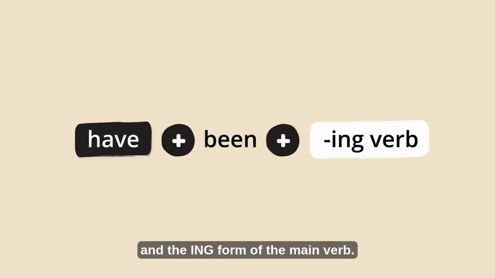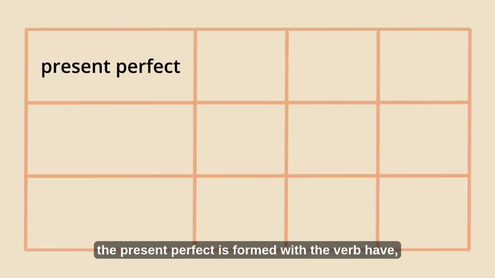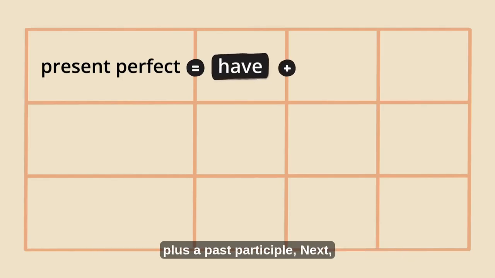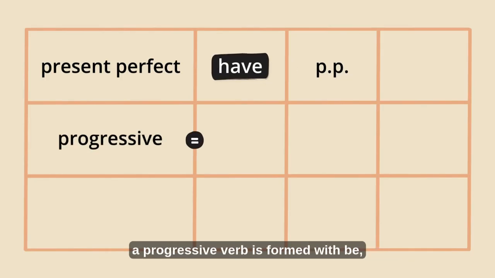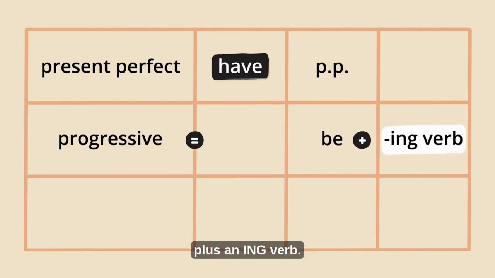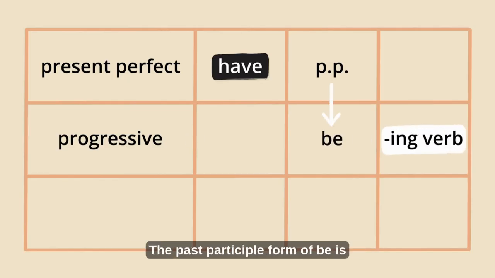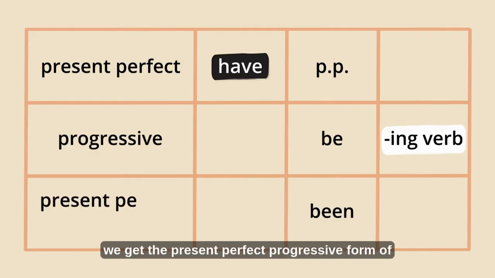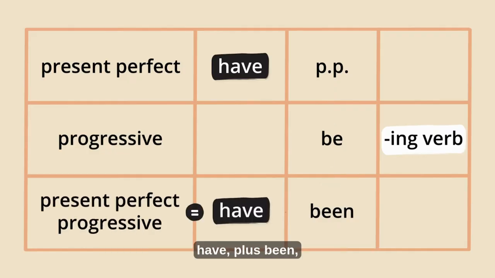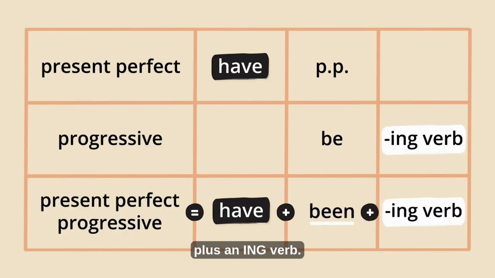The present perfect progressive is formed with have, been, and the ing form of the main verb. How do we get this verb form? First, the present perfect is formed with the verb have, plus a past participle form. Next, a progressive verb is formed with be plus an ing verb. The past participle form of be is been. When we put it all together, we get the present perfect progressive form of have plus been plus an ing verb.